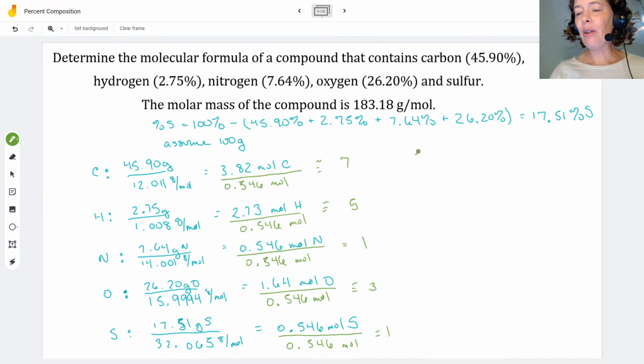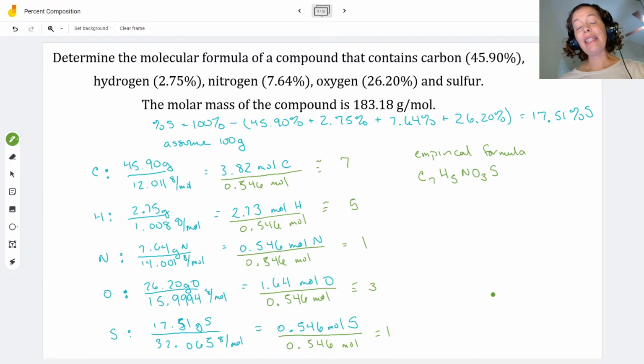So it means that our empirical formula is going to be C7H5NO3S. Let's check its molar mass and see if maybe it is the molecular formula, because this is looking like it might be kind of close. So if you calculate the molar mass of the empirical formula, you get 183.18 grams per mole, which means, again, our empirical formula is our molecular formula for this case. Empirical equals molecular.